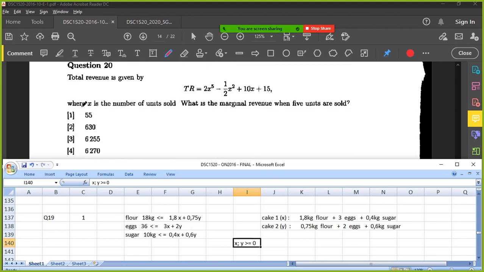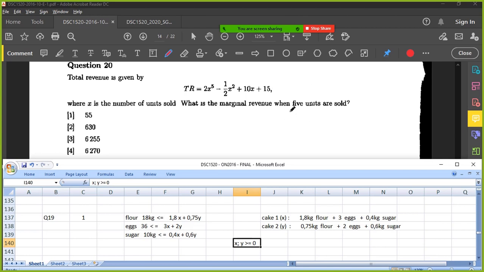Okay, here's another one. This is a nice one. Tell me the approach. What is the approach going to be? Total revenue, where X is the number of units sold. What is the marginal revenue when 5 units are sold? So marginal revenue is probably the derivative again. Very good. Derivative equals what? Okay, it's when 5 units are sold.